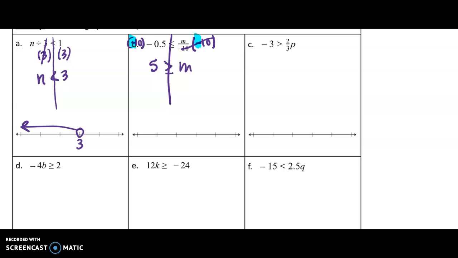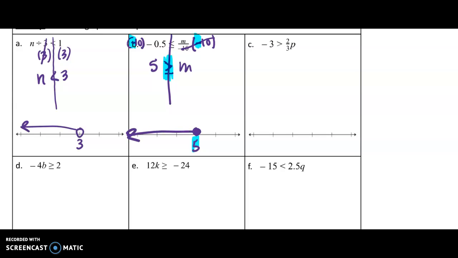So I flip my inequality the opposite direction, so that way the smaller point is now pointing towards m. So 5 is greater than or equal to m. So I have 5. It's a closed circle at 5. And 5 is greater than m. So that means I need everything below 5.